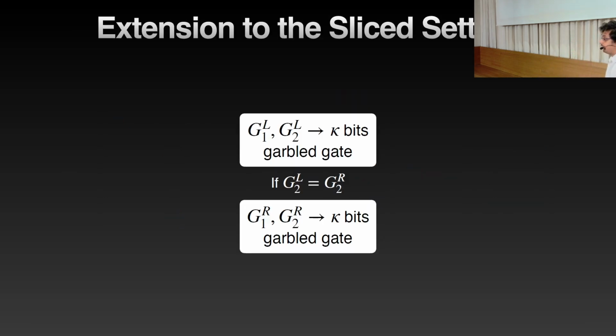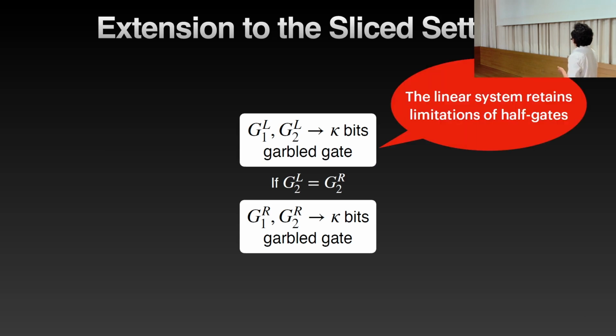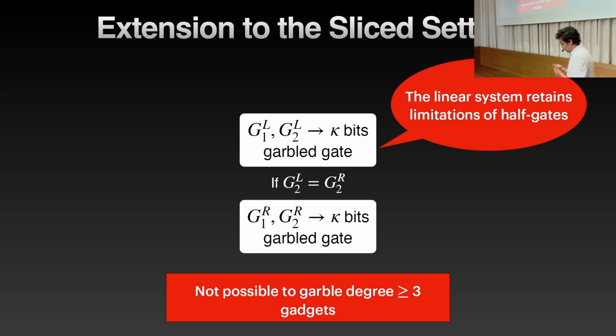And this does not help in the slice setting because, as I said, what you do in the slice setting is you apply this on multiple slices, but then the structure of the equation does not change. It remains the same. So any inherent limitation that applies to the half-gate scheme will also apply to the sliced version. So it shows that a framework that you extend this way does not enable you to garble gadgets of degree greater than or equal to 3.